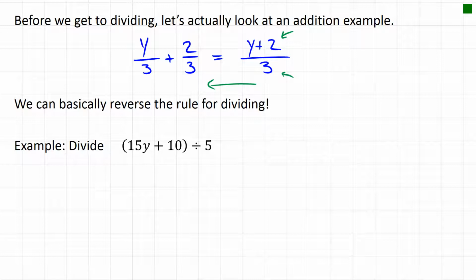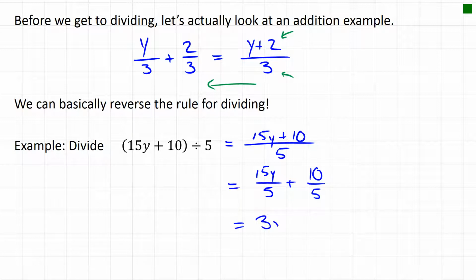As an example, 15y plus 10 divided by 5. Again, I want to stress that whenever you see a division symbol, we want to get in the habit of just writing it as a fraction. Well, so to divide this polynomial, 15y plus 10, by a monomial of 5, we have to divide each term by 5. So it's 15y over 5 plus 10 over 5, or 3y plus 2.